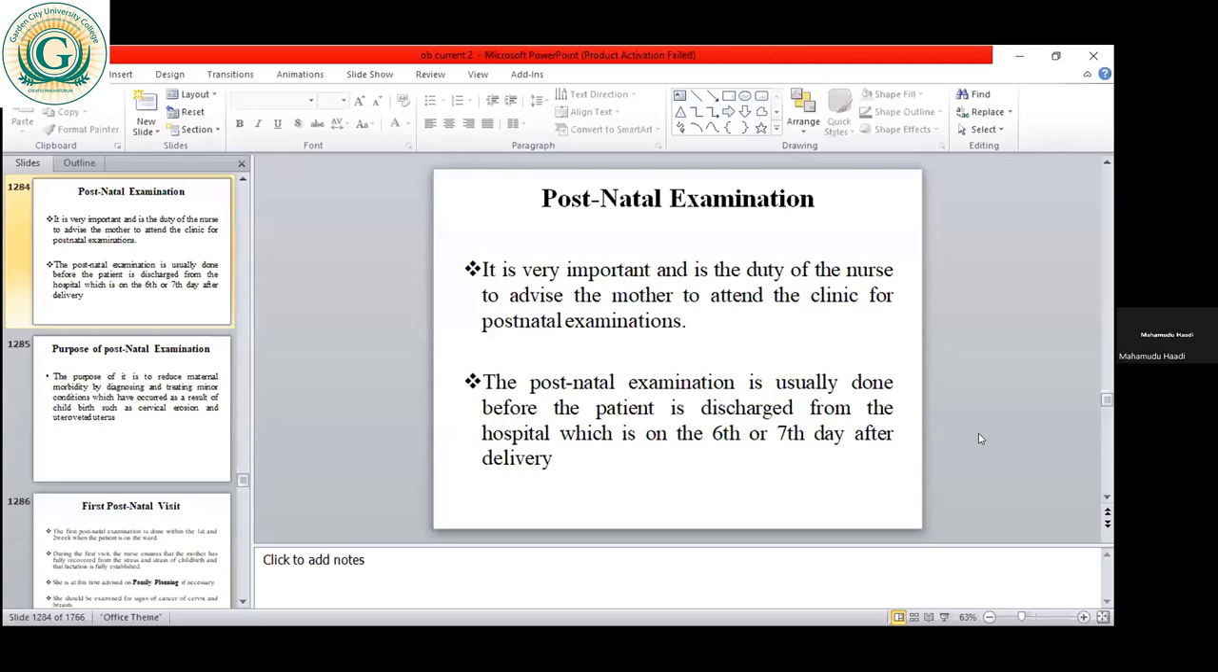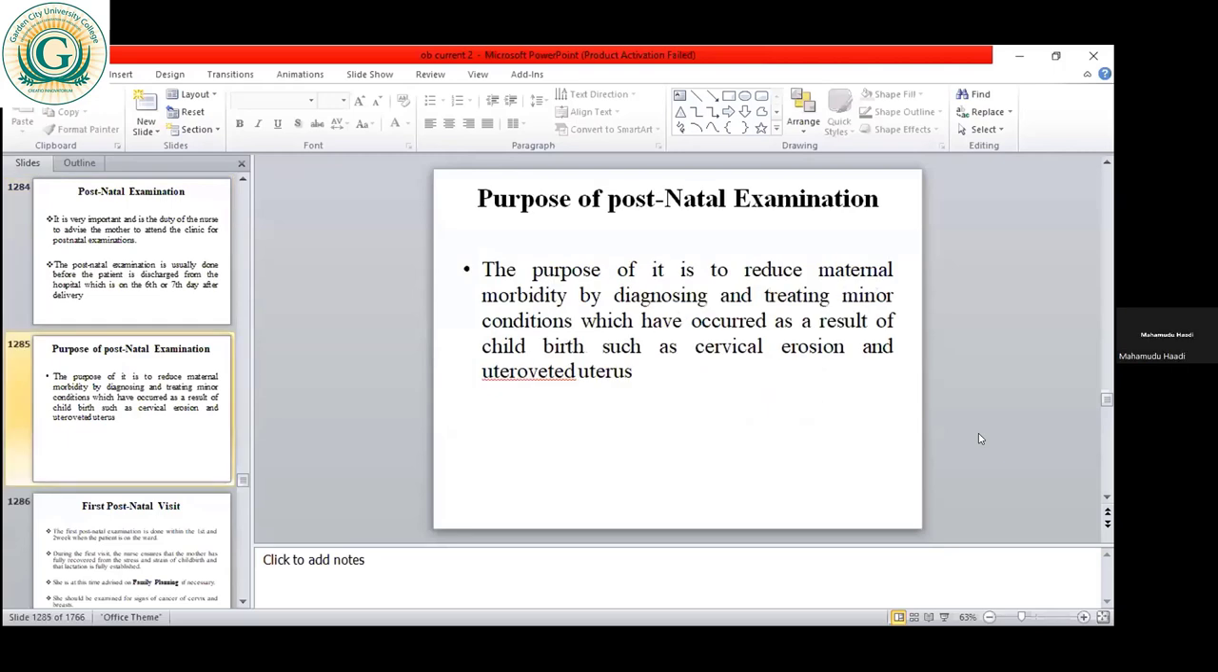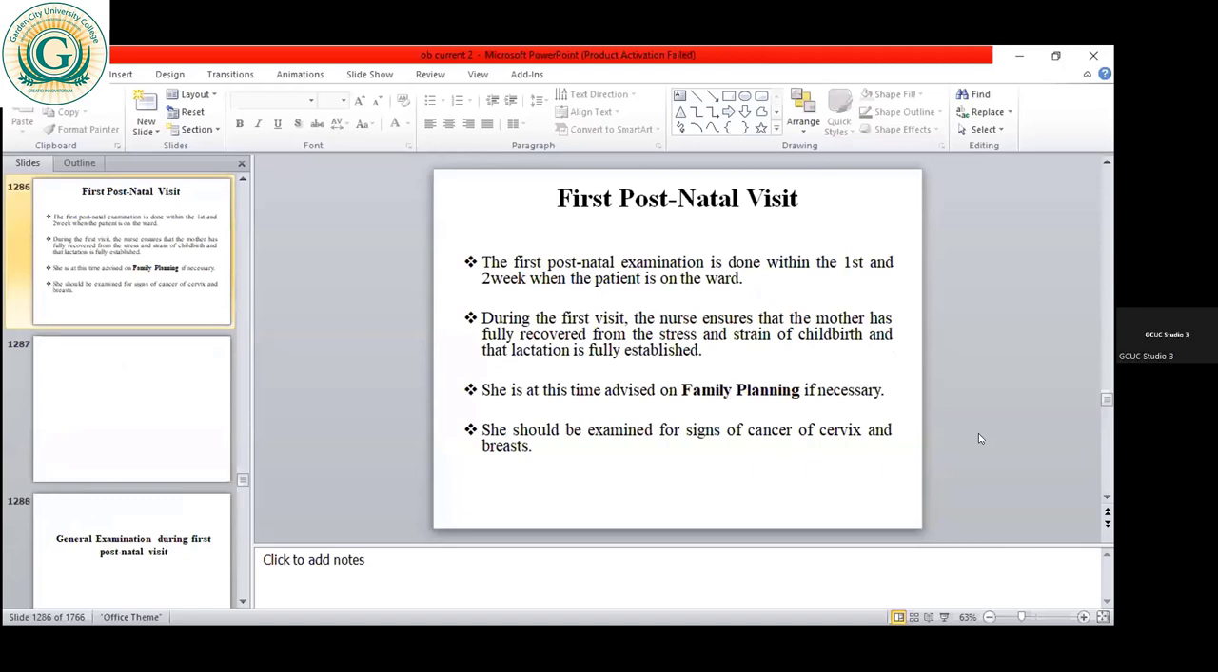This examination is normally done even when the woman is on the ward, and after she is discharged from the hospital, which is on the 6th or 7th day afterward, in the lying-in period. The purpose of this postnatal visit is to reduce maternal morbidity by diagnosing and treating minor conditions we just talked about, which have occurred as a result of childbirth, such as cervical erosion and uterine displacement. The first postnatal examination is done within the first and second week when the patient is on the ward.